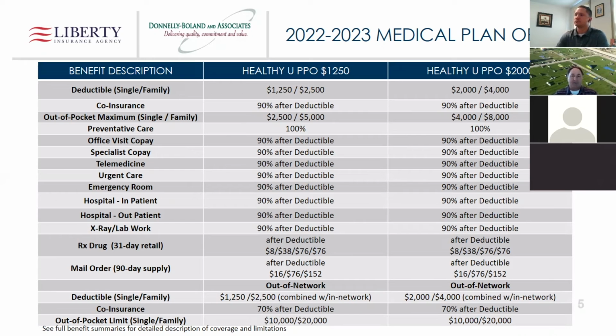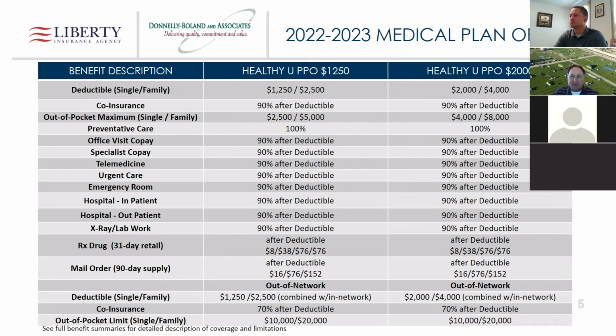The difference is if you stay in network, the plan pays 90%, and your limit exposure is $2,500. If you go out of the network for a non-emergency situation, again, you heard Dr. Derrick in Alabama is the best knee surgeon, and you want to go to Dr. Derrick in Alabama, you're going to have a $1,250 deductible. Maybe you've met it already, maybe you haven't. You have a $1,250 deductible, and then UPMC will pay 70% of eligible charges. You'll be responsible for 30%.